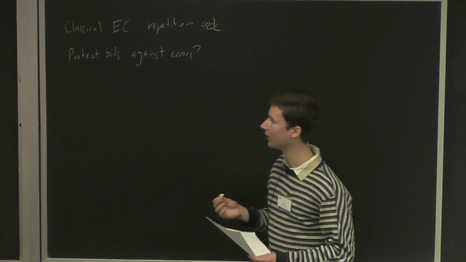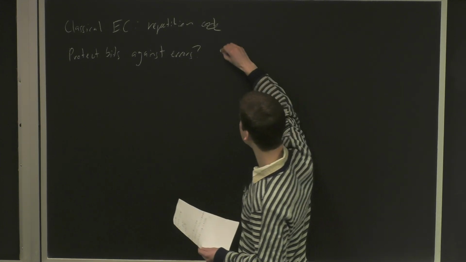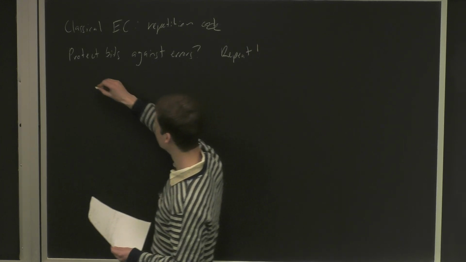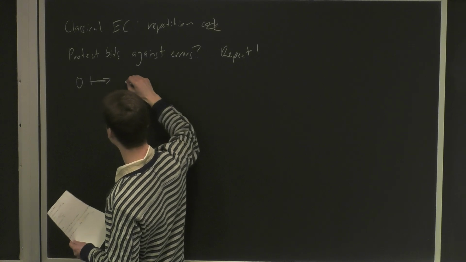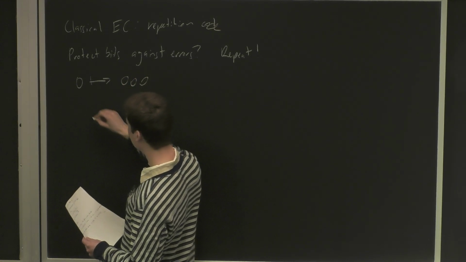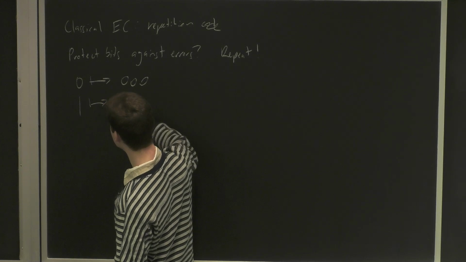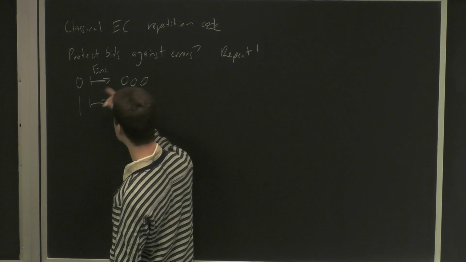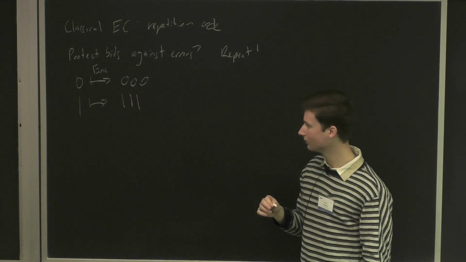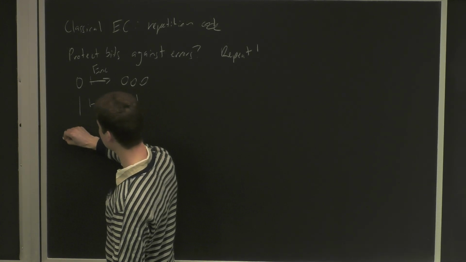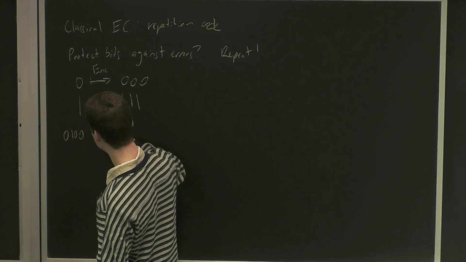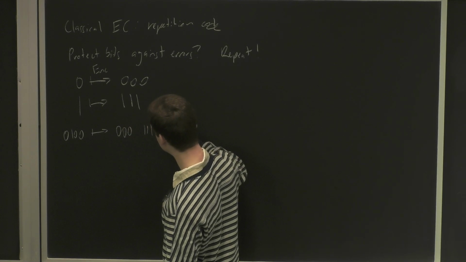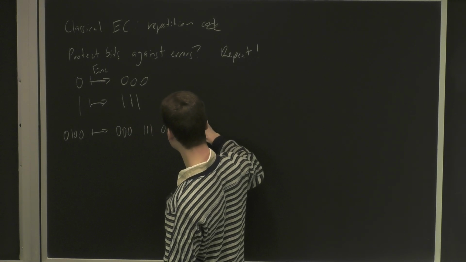kind of the simplest thing we could possibly do is literally just repeat the bits. So if we have the bit 0, we can repeat it, say, 3 times to 0, 0, 0. And if we have the bit 1, we can repeat it 3 times to 1, 1, 1. We call this mapping the encoding map. And if we have a longer bit string, maybe our message is something like 0, 1, 0, 0, we encode that by just encoding each bit. So we get 0, 0, 0, 1, 1, 1, 0, 0, 0, 0, 0, 0.